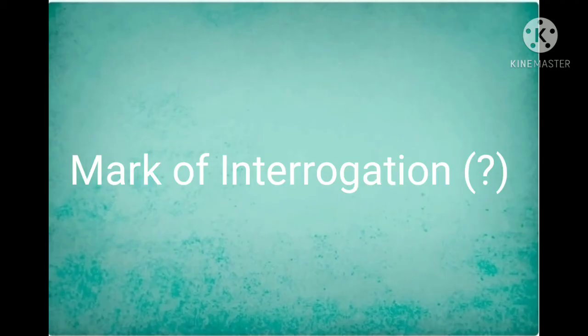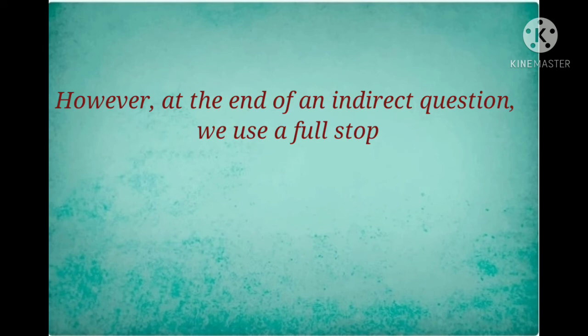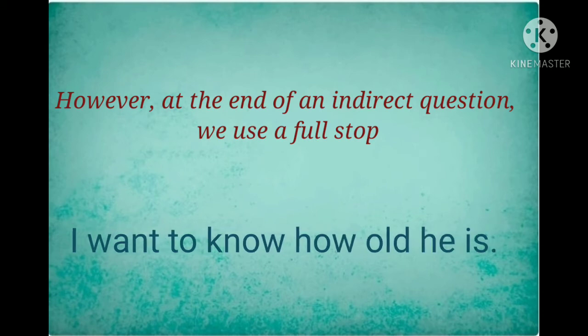Moving to the next punctuation mark, that is mark of interrogation. The mark of interrogation is placed at the end of an interrogative sentence. Example, how old is he? However, at the end of an indirect question, we use a full stop. Example, I want to know how old he is.